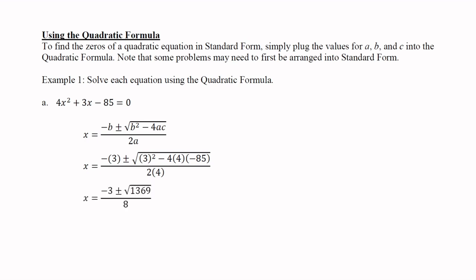with the square root. So if you do everything under the square root, 3 squared minus 4 times negative 85, that's going to give you 1369. Then we can simplify that. As it turns out, that is a perfect square. The square root of 1369 is 37. Then we can combine our numerators by doing plus for one solution and minus for the other, and we'll end up with the solutions negative 5 and 17 over 4.